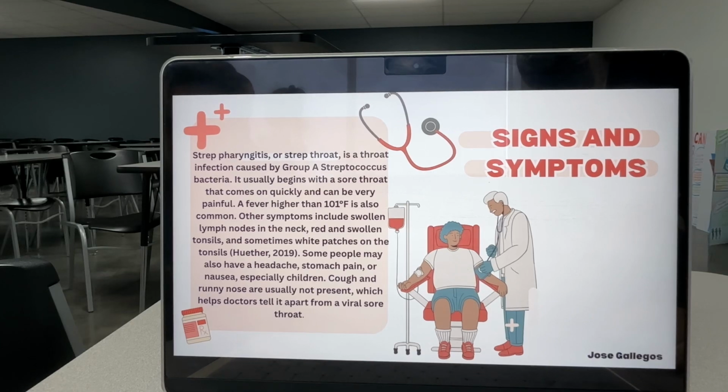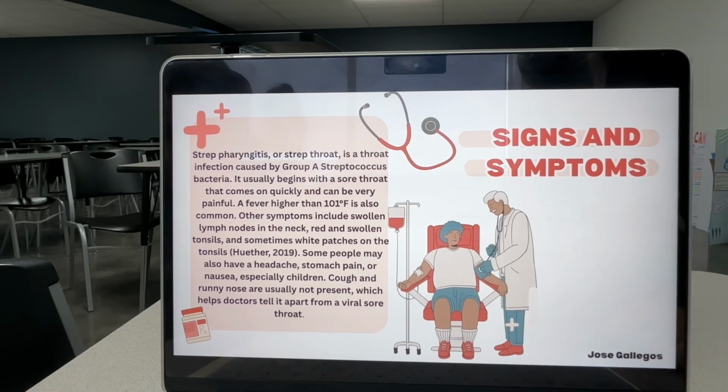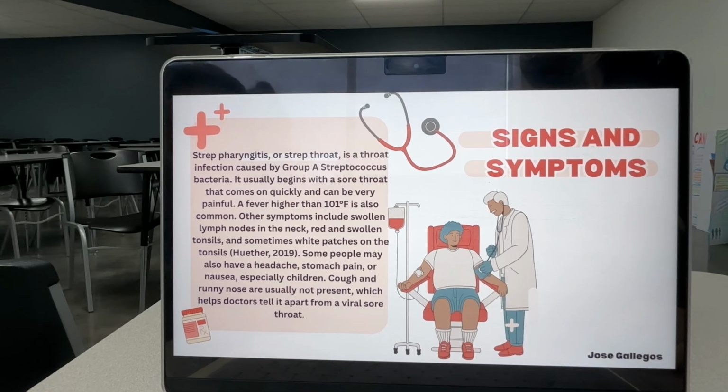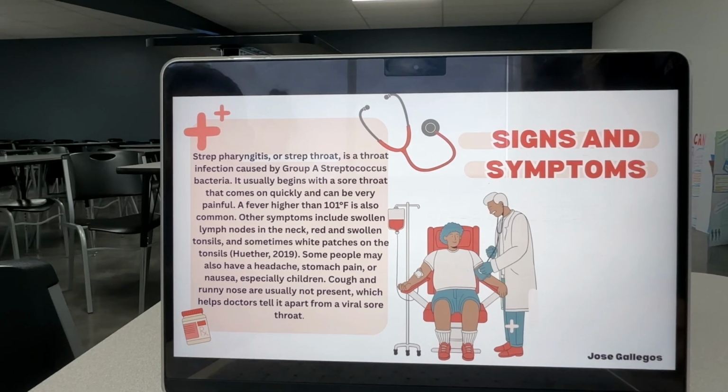Other symptoms include swollen lymph nodes in the neck, red and swollen tonsils, and sometimes white patches on the tonsils. Some people may also have headaches, stomach pain, or nausea, especially children. Cough and runny nose are usually not present, which helps doctors tell it apart from a viral sore throat.